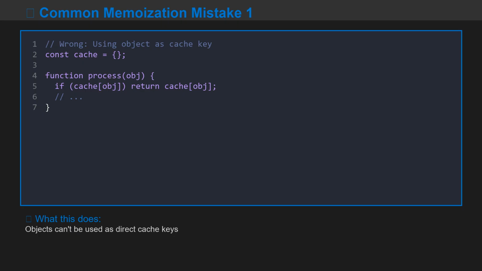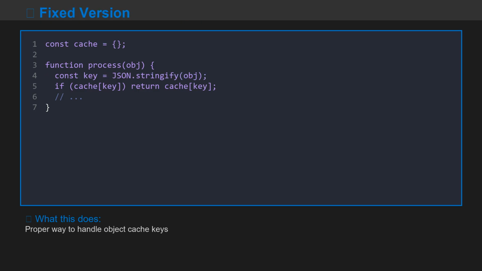Here's a common mistake you might make. Trying to use an object directly as a cache key doesn't work because objects are reference types. We need to convert them to strings first. The correct way is to convert the object to a string using JSON.stringify before using it as a cache key. This ensures we can properly store and retrieve the cached results.